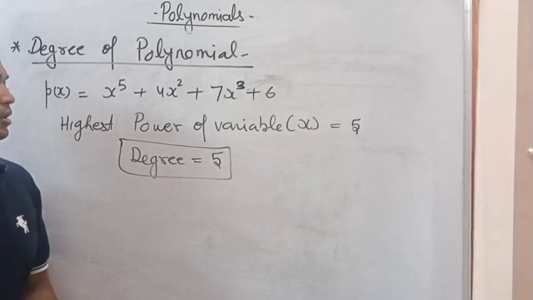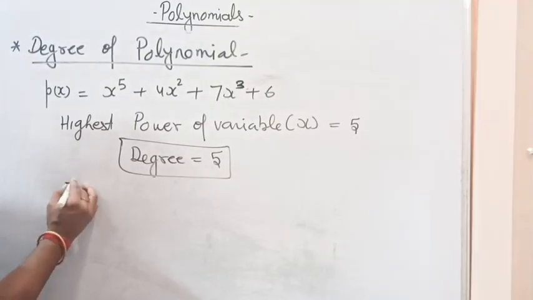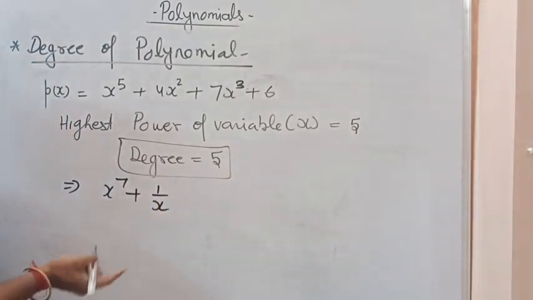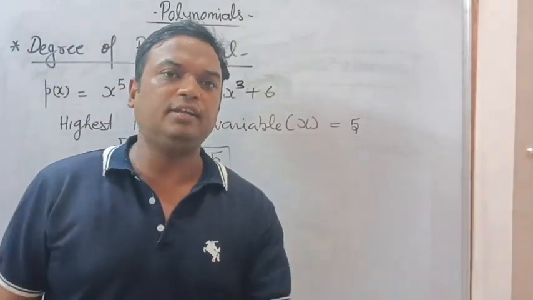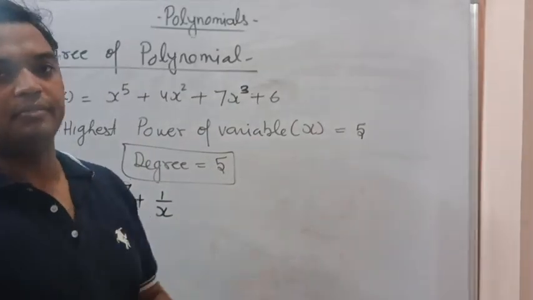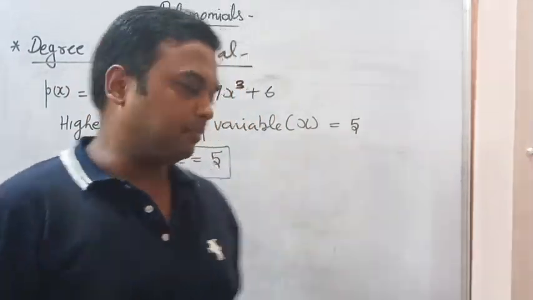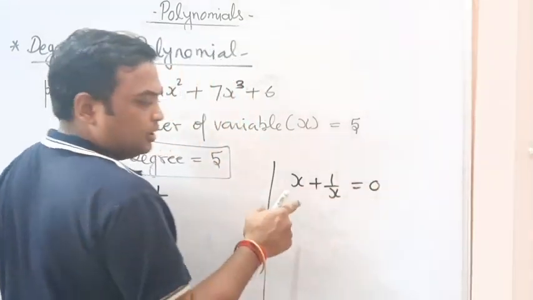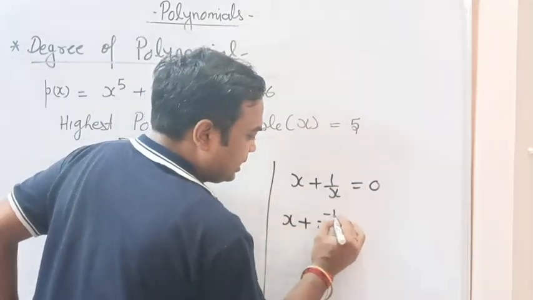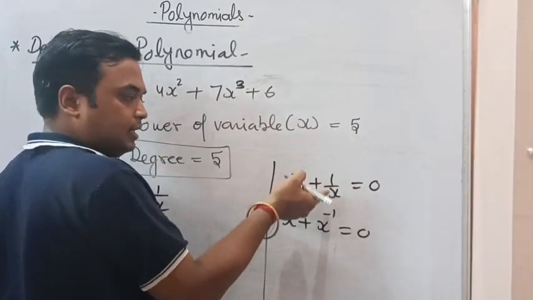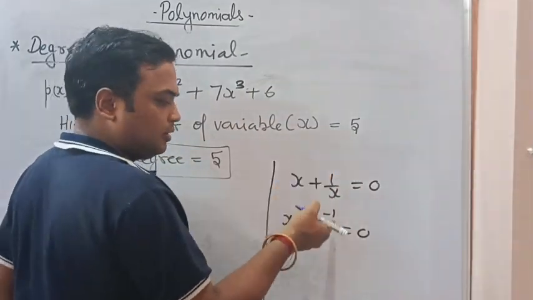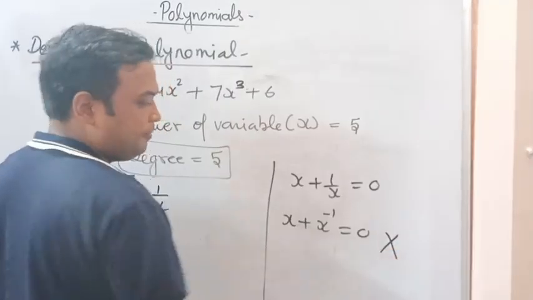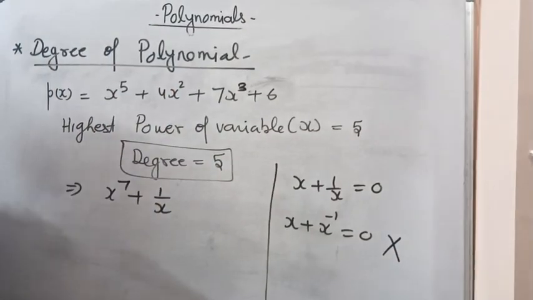Okay, so in this way you can also determine for x to the power 7 plus 1 upon x. Whenever the variable is having a negative power, then that example is not a polynomial. Means if it is asked whether x plus 1 upon x equals 0 is a polynomial: you can write 1 upon x in this way, you will take it in the numerator, so the power will become minus 1. So here the power is negative, so this is not a polynomial. Okay, so you can calculate the degree of polynomial in this way.